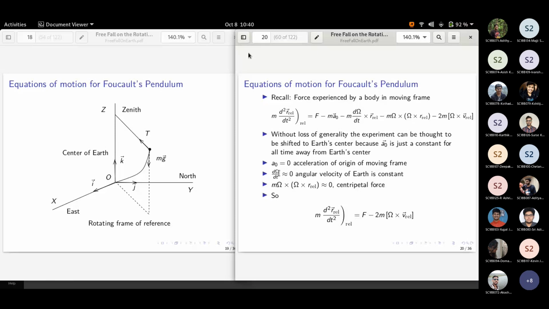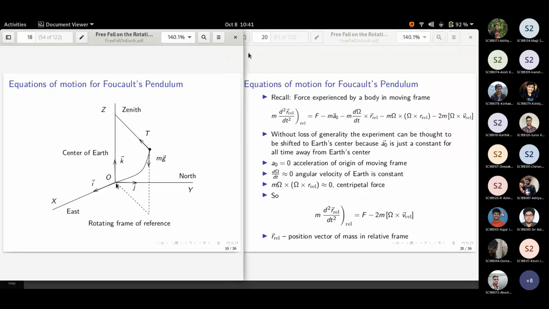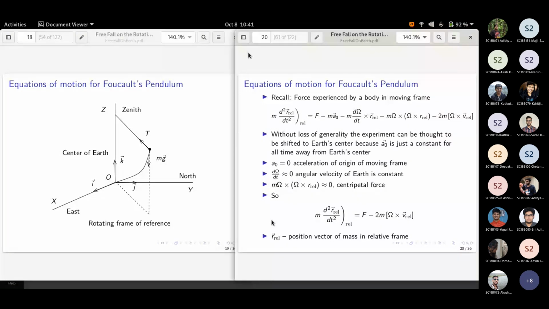So this is the basic force equation, that is mass into relative acceleration is equal to force minus 2 times m omega cross V R L, which is the Coriolis force. Now the relative position of the mass: in this particular figure on the left hand side, what is the relative position of the mass? From the origin, you have to draw a vector to the end point of T, that is the pendulum bob, where the mass is located.